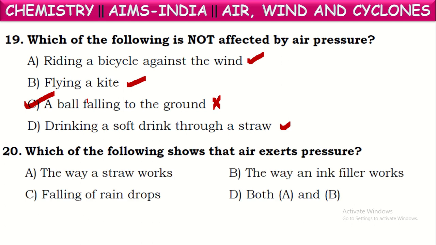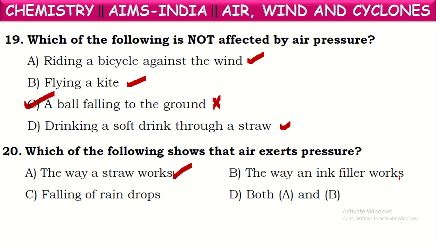Which of the following shows that air exerts pressure? From which of the following activities can we identify air exerting pressure? See the first one, the way a straw works. Yes, by using a straw we drink soft drinks and other liquids. So there air pressure is at work. While we suck through the straw, the air inside becomes less and it creates a very low pressure inside the straw. And hence the soft drink rushes into the straw and we can take it out. Isn't it? So the air pressure is working.